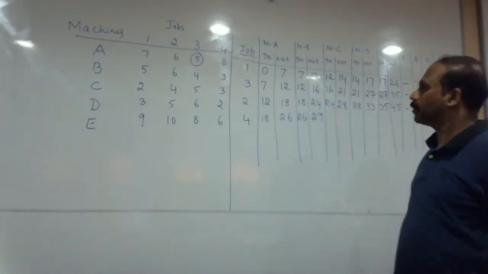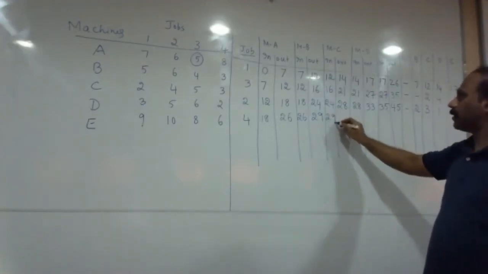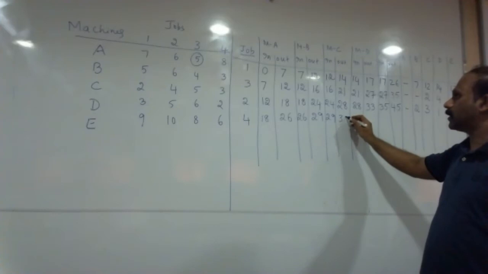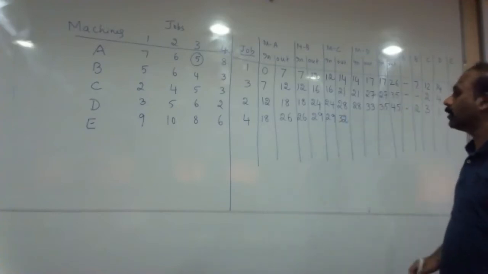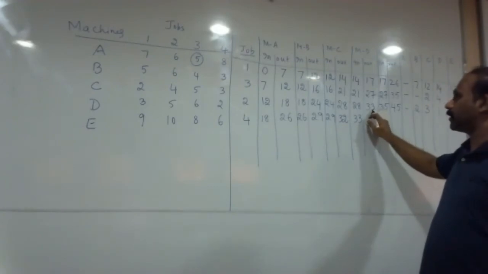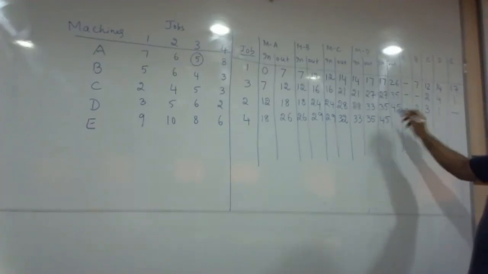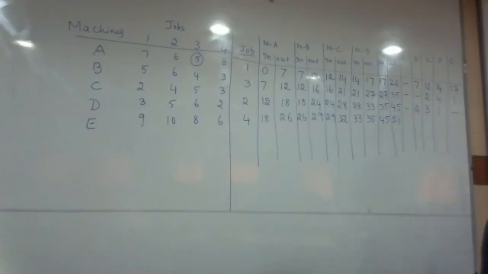29. Again, now I'll start at 29. 29 plus 3, it becomes 32. And now again I have to start at 33 because the previous job is still finishing at 33. So it becomes 35. Okay. And here I have to start at 45, and 45 plus 6, it becomes 51. Now let's calculate the idle time.